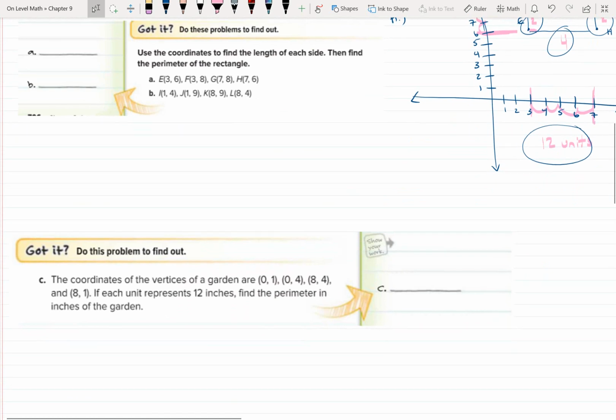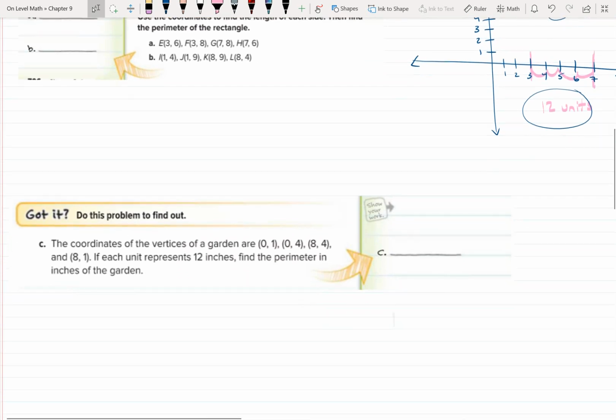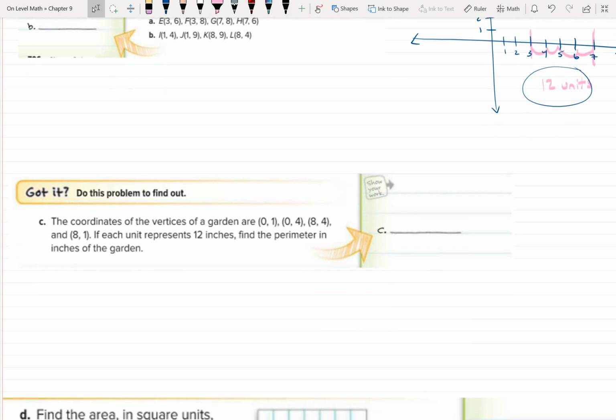Alrighty, got it C: the coordinates of the vertices of a garden are blah, blah, blah, blah. If each unit represents 12 inches, find the perimeter. Alright, so this is truly the exact same thing, except for the part where it says if each unit represents 12 inches. So let's do our quick graph.